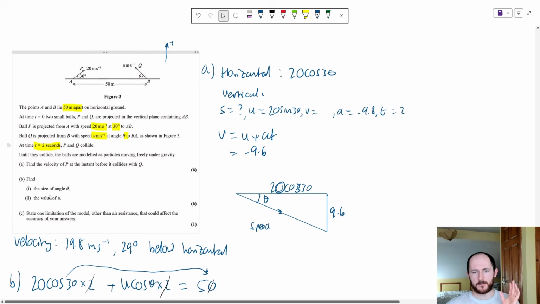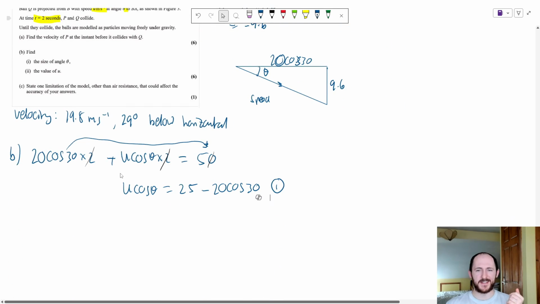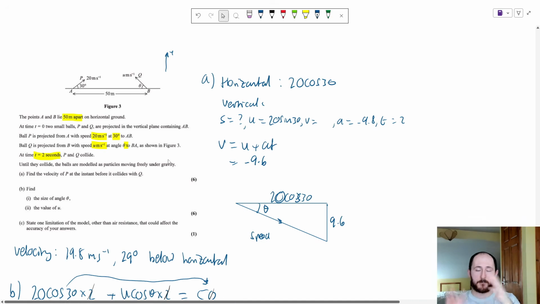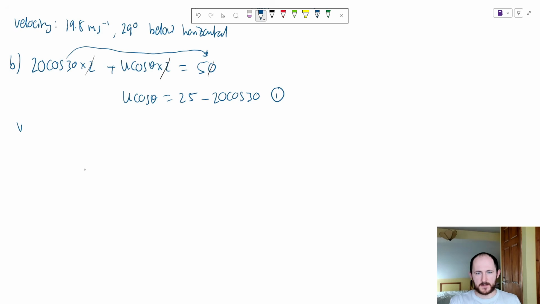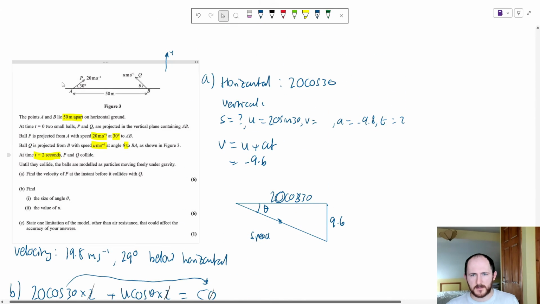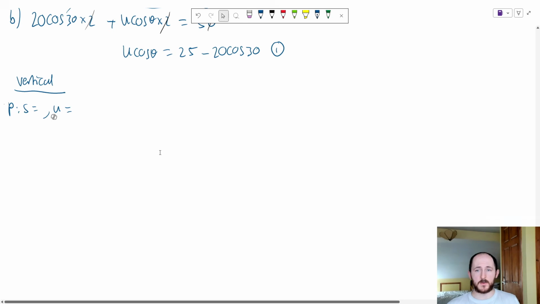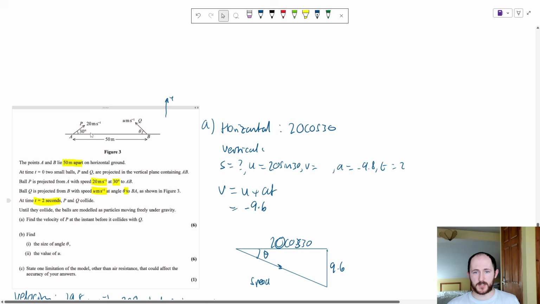Now, what about part 2? So that's the horizontal distances. What about the vertical ones? Well, we actually used this one previously. We used it in the last question. Have a think. Vertical distances should be equal. So let's do that. So now we do vertical. And I'm going to say for P and Q. Okay. So for P, we're going to have s equals don't know, but we want to work it out. u equals 20 sin 30.